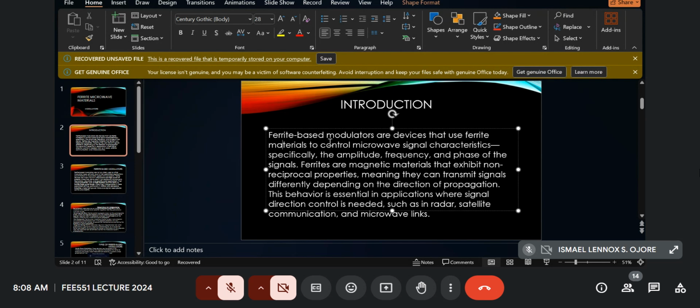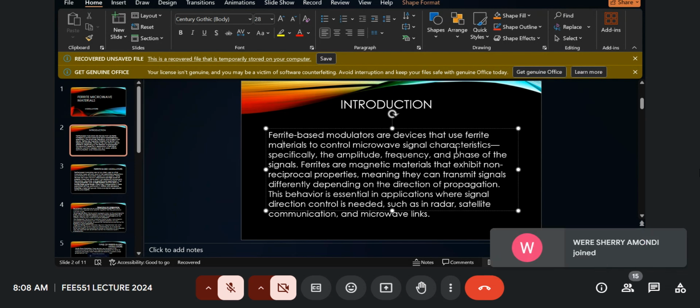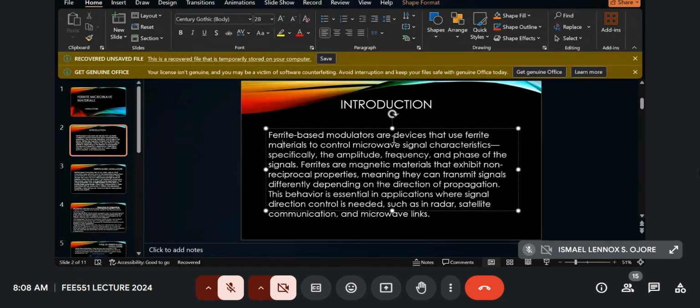Okay, so ferrite-based modulators are devices that use ferrite materials to control microwave signal characteristics. We can control characteristics such as amplitude, frequency, and phase. These are the different types of modulators that we know.